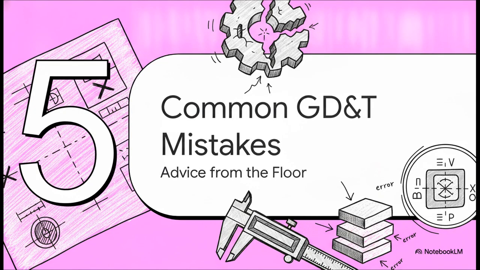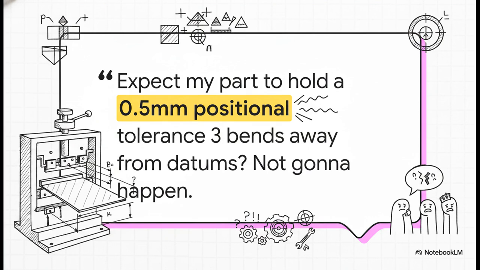Section 5. Common GD&T mistakes. Time for some battle-tested advice right from the floor. Listen to this real quote from a manufacturing engineer on an engineering forum. You expect my laser cut and brake pressed part to hold a 0.5 millimeter positional tolerance 3 bends away from the datum positions? Not going to happen without serious money.